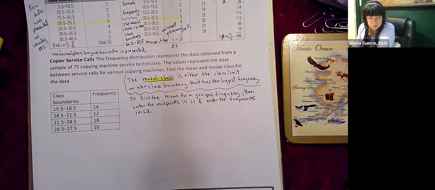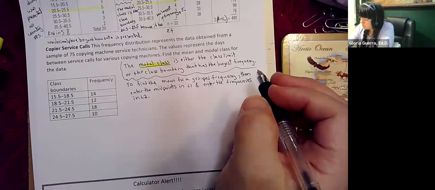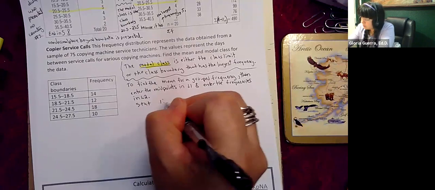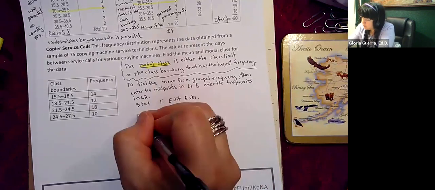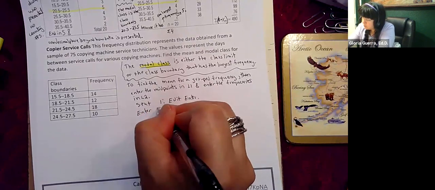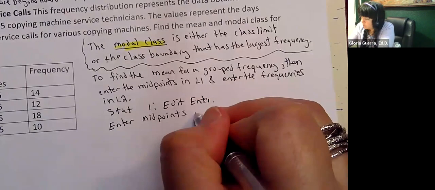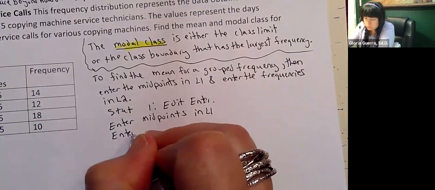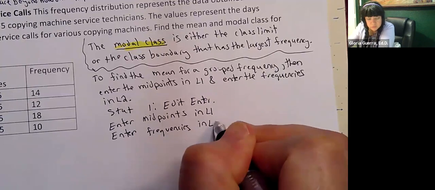let me see what I can write here. So I have a note here: stat, 1, edit, enter, and then enter midpoints in L1, enter frequencies in L2.